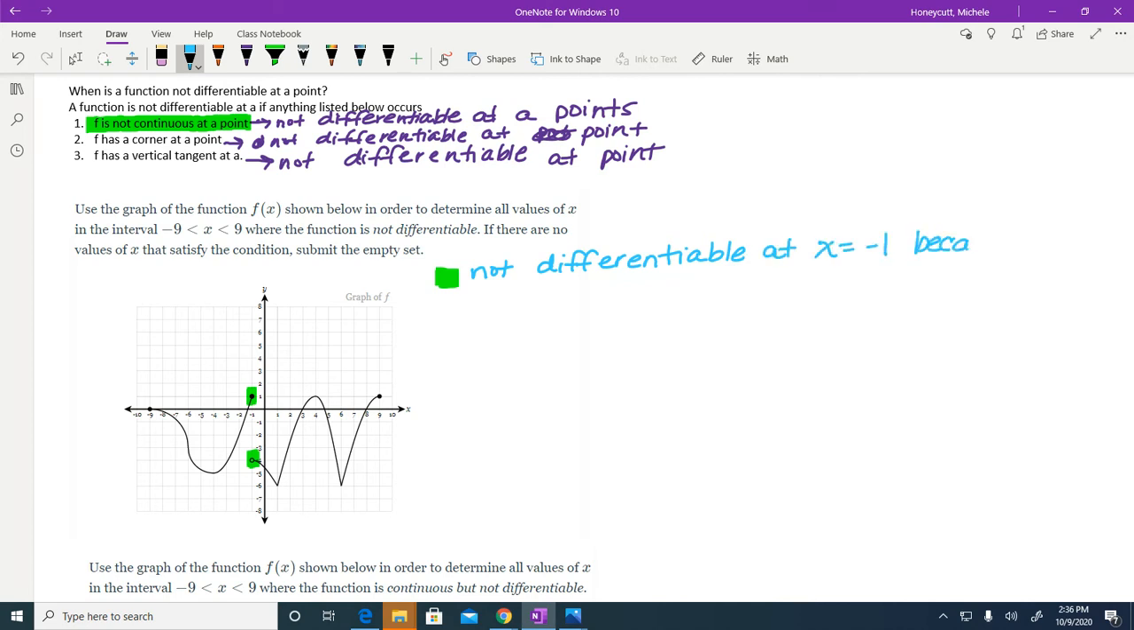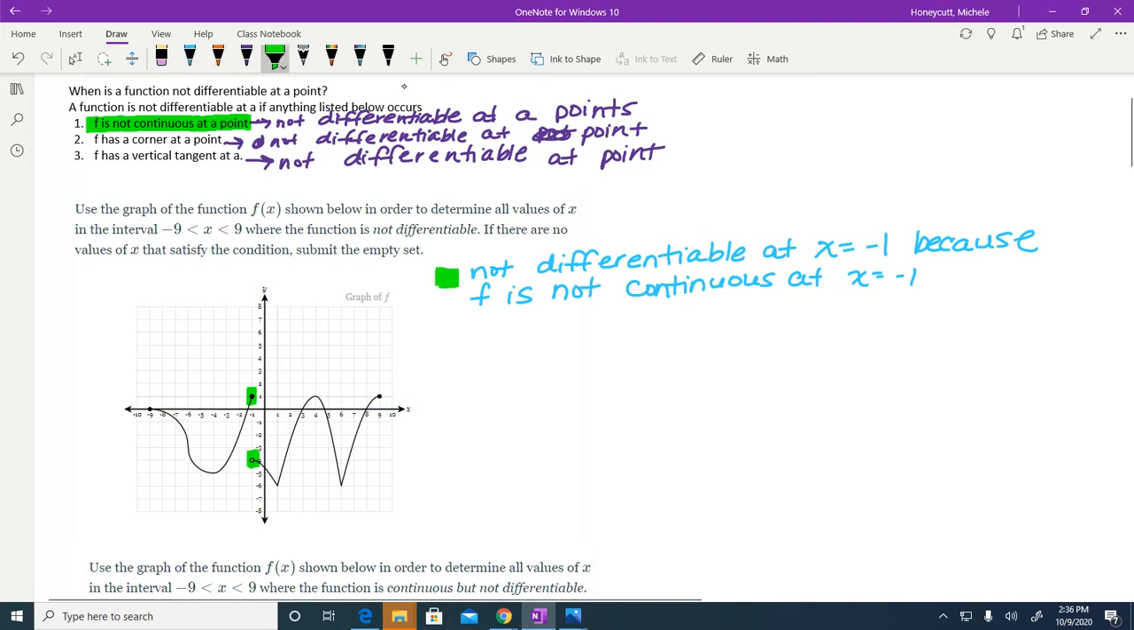Because the function f is not continuous at those points. So if someone were to say, hey, what's the value of the derivative at -1? You would say it doesn't exist because the derivative does not exist at x equals -1.